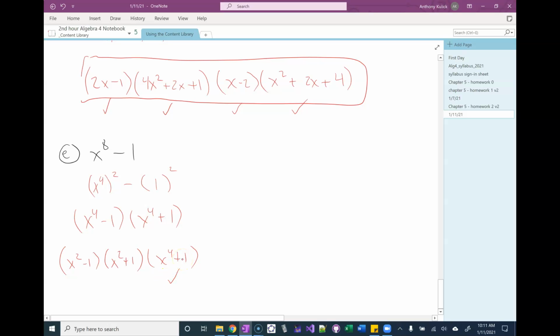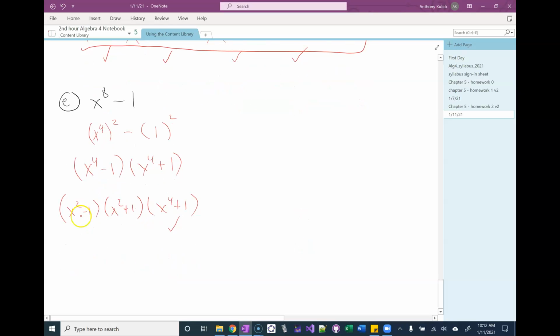But we then have to check x squared minus 1 and x squared plus 1. They're both two terms. We start our two-term branch with difference of two squares. x squared minus 1, is that a difference of two squares? Yes. And x squared plus 1, is that a difference of two squares? No. Is it a sum or difference of two cubes? No. So that one's done also.